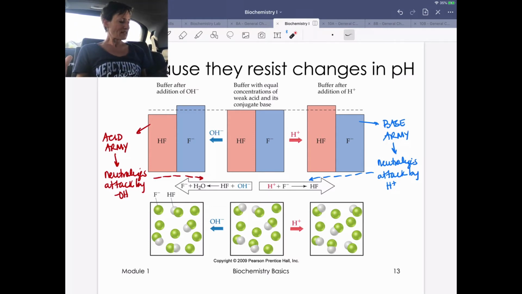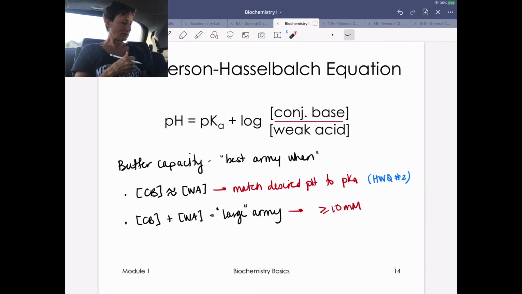So what happens here, and this was a great question that came up in class today, is how long can this happen? How long can you skew this before it becomes problematic? And truthfully, if the balance between your acid and your base components of your army gets more than a 10-to-1 ratio, you've lost what we call buffering capacity. So we'll get to that in just a minute here.